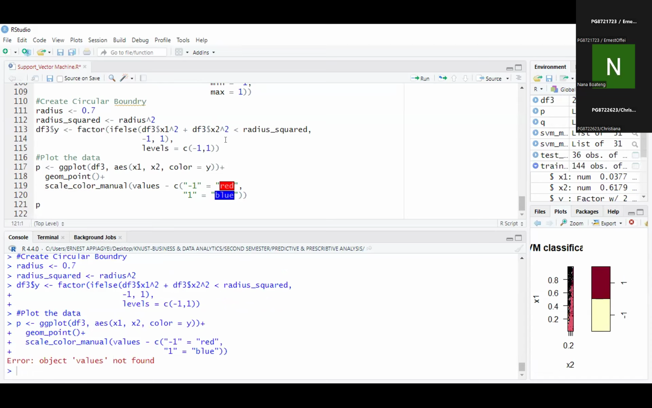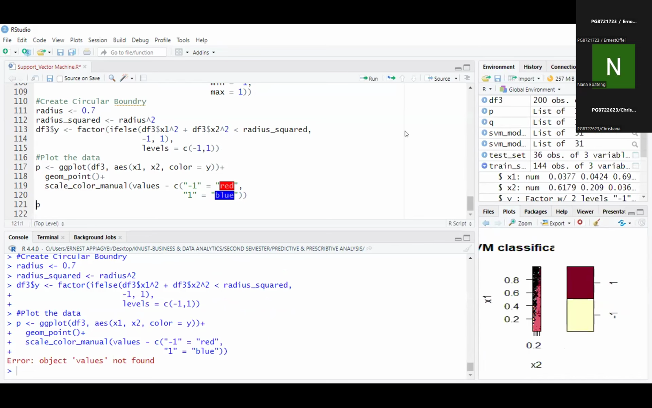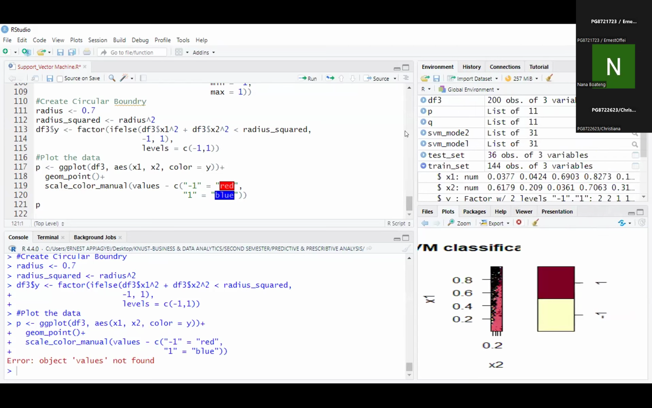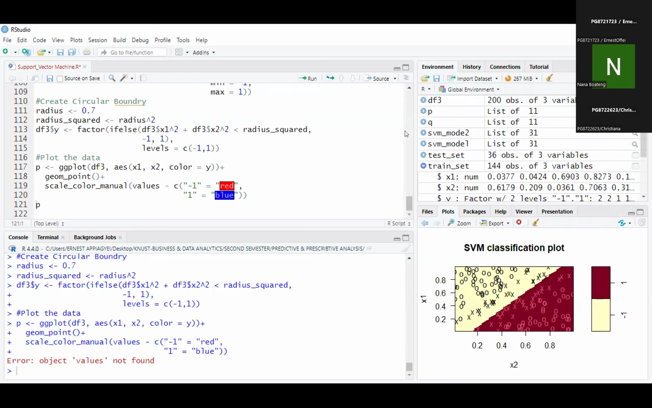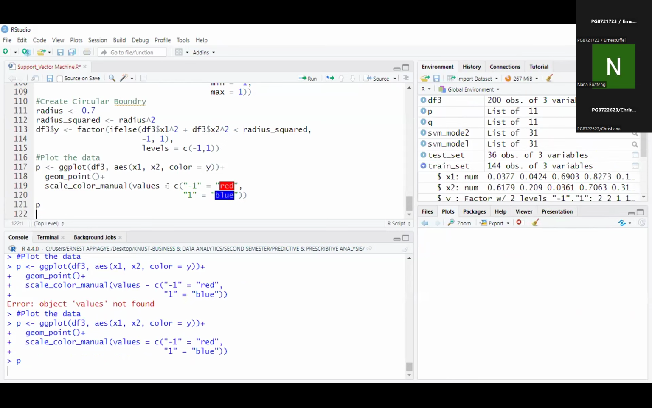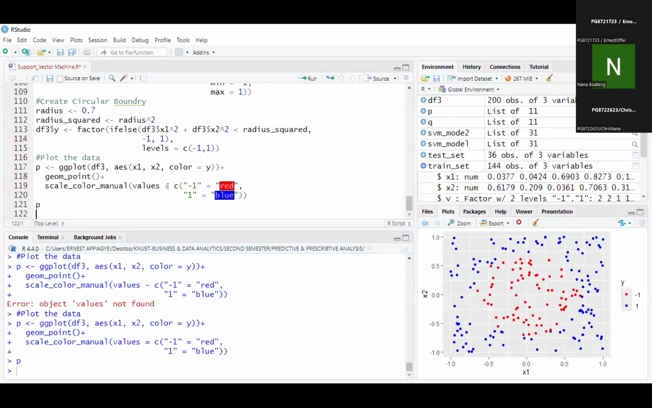After you've done this, you ggplot df3, and then aesthetics is equal to s1, s2, and then you add the values is equal to C. So the values is equal to, not minus. Okay. 119. Okay. Please, am I okay? Yes, you should be okay now. Yeah. We'll run it again. Thank you, sir. Good.